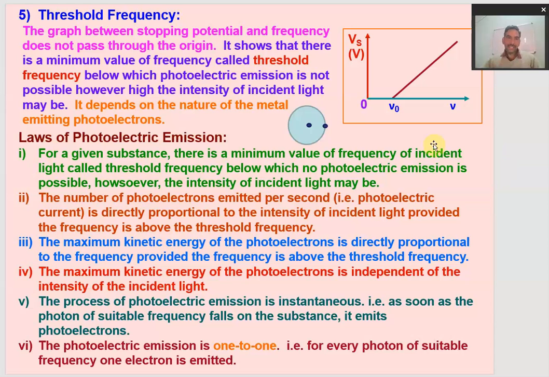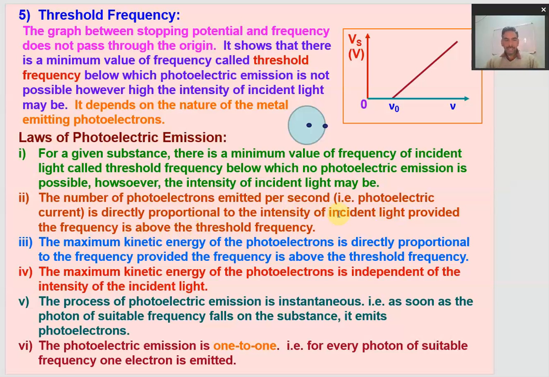The second law of photoelectric emission is that the number of photoelectrons emitted per second, which we can also call the photocurrent, because the number of photoelectrons per second simply means charge per unit time, means photocurrent. The photocurrent is directly proportional to the intensity of the light, provided the frequency is above the threshold frequency. Of course, only then will the emission be there. More intense the radiation is, more electrons will be emitted per second, and hence more photocurrent. This is the second law.